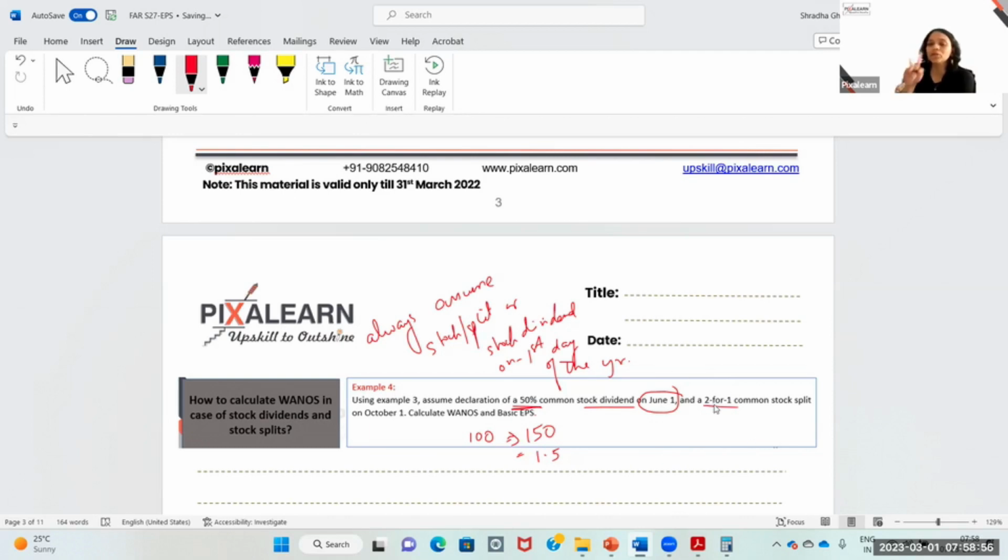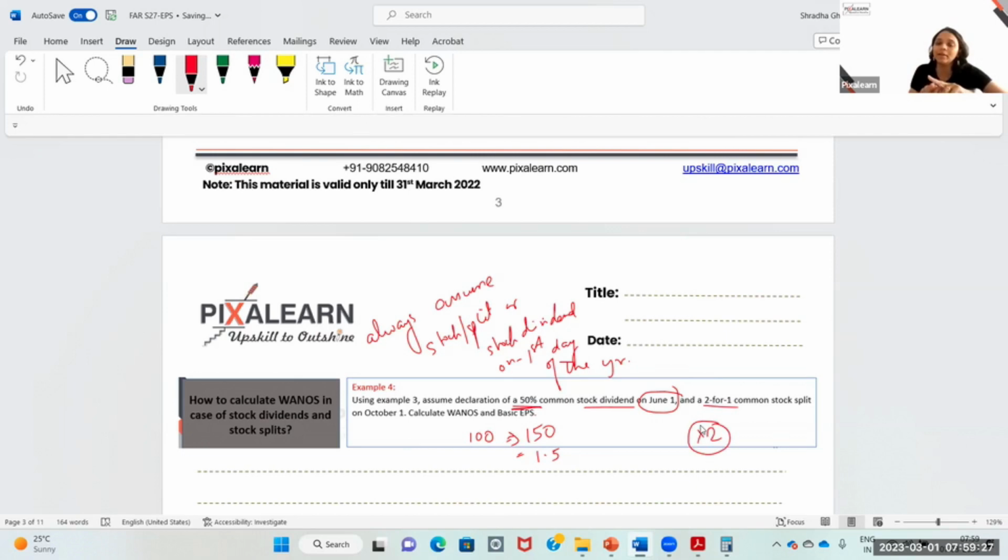And then when there is a 2-for-1 common stock split, tell me, guys, quickly, what will be the ratio? 2-for-1. How will I do it? 1 became 2, right? I will simply multiply it by 2. Do you understand this?